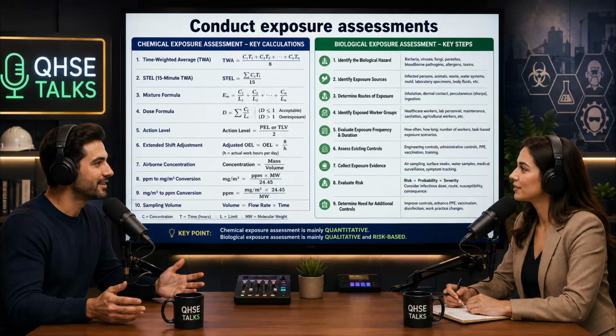Let's run the asbestos example from the outline. The OSHA PEL for asbestos is 0.1 fibers per cubic centimeter. The worker is wearing a full-face, air-purifying respirator. The standard APF for a full-face elastomeric respirator is 50. That means the air inside the mask is theoretically 50 times cleaner than the air outside, provided the mask fits perfectly. We use this APF to calculate the maximum use concentration, or MUC.